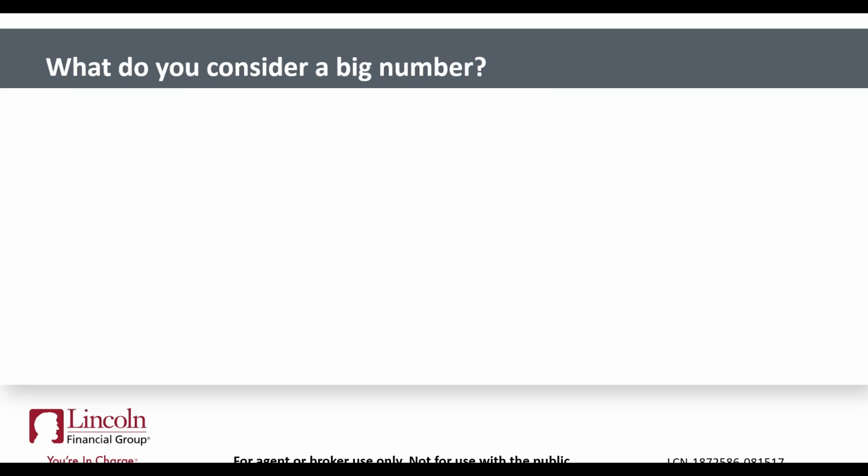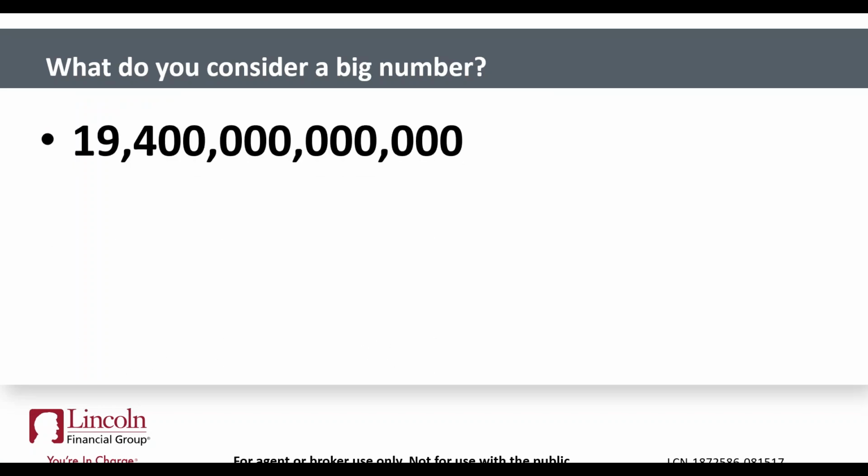So the question is, what do you consider a big number? Let me tell you a big number. $19.4 trillion. That is how much money is sitting in cash right now. Clients are scared of volatility. They're scared of the market. We can offer that protection with an index annuity, but what they're also looking for is a solution to a certain need or a certain want. And that's what I4Life can truly address. And that's what we're going to talk about today.